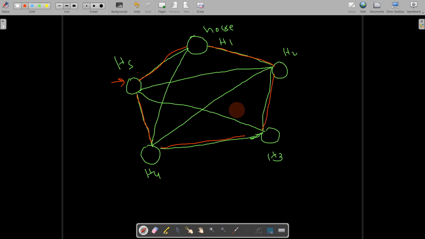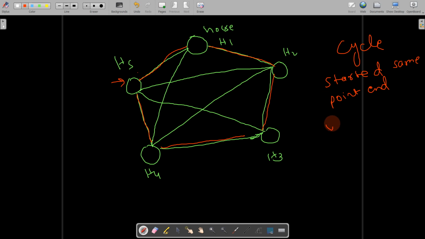So this is representing a Hamiltonian cycle, where cycle means where you started, you have to come back to the same point. That point should be your end point, and you have to visit all houses, and your houses should not repeat. No house repeat. Okay, if your house is not repeating, then obviously the edges will also not repeat, or the roads will also not repeat. So this is the example of a Hamiltonian cycle.